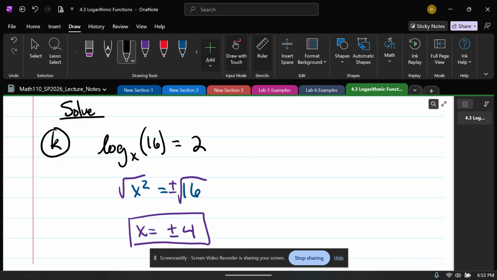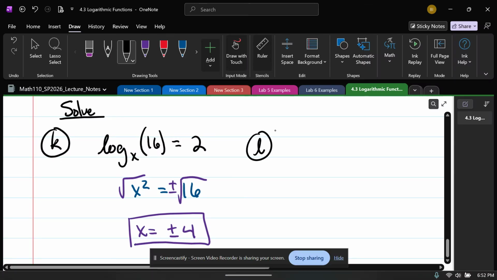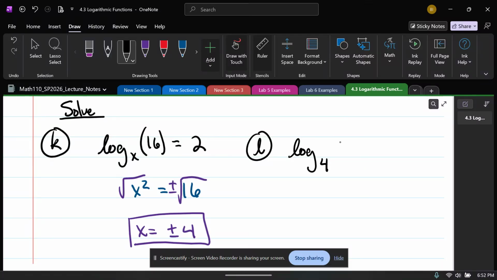Let's try this one. Log base 4 of x equals 1/2.